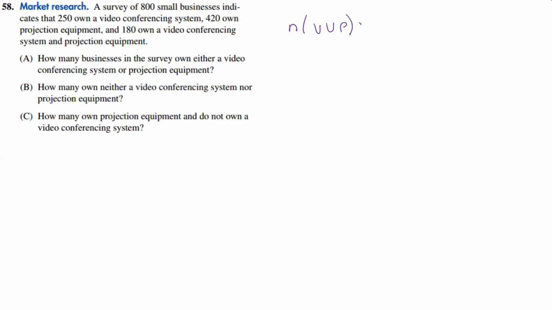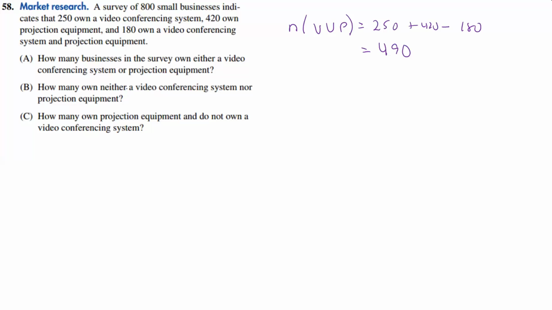All right. Well, if we know the number in video, the number in projection, and the number in both, what we can do is take 250 plus 420 minus the ones in both. And if we do that subtraction, that's 490, it looks like. Okay. So that's in the video or the projection.